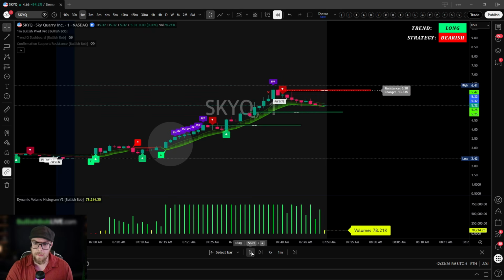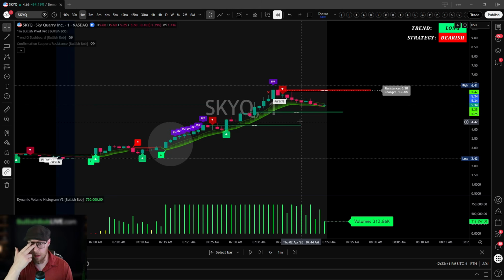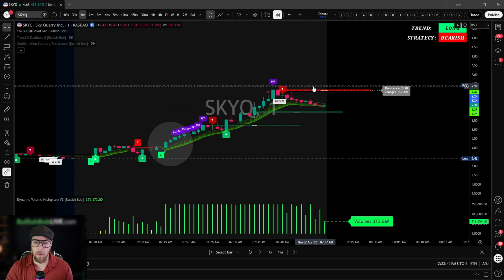Hit play. Okay, there's our pivot zone. So at this point, until it gets above that pivot zone, we are not bullish, right? We are in a bullish trend because of this band here, but we are not in a bullish strategy here. We are not above that pivot zone. So we're basically mixed, and that's not where I love to trade.